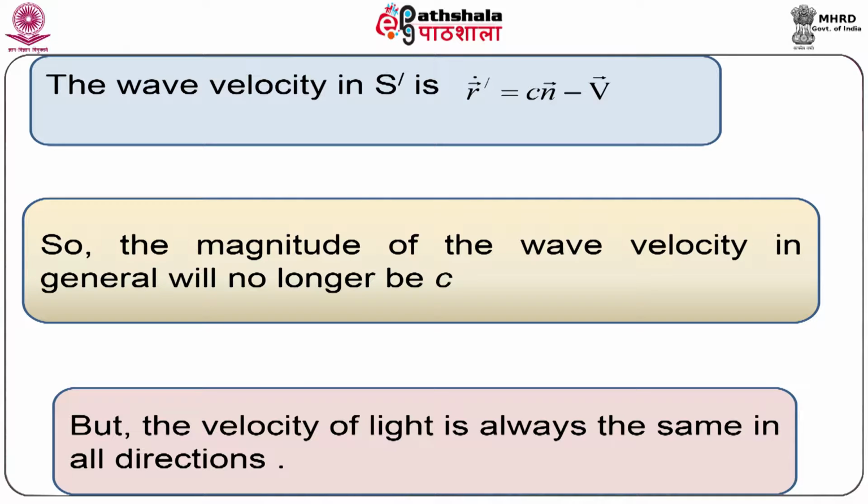According to equation 10.2, the corresponding wave velocity in the system S' moving with uniform velocity V vector with respect to S is given by r' vector dot equal to c n vector minus V vector. One can get this result from the figure by using the vector triangle law or with the help of Galilean transformation.